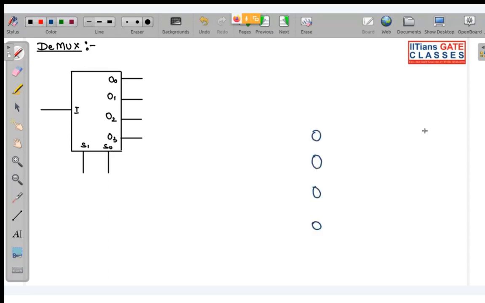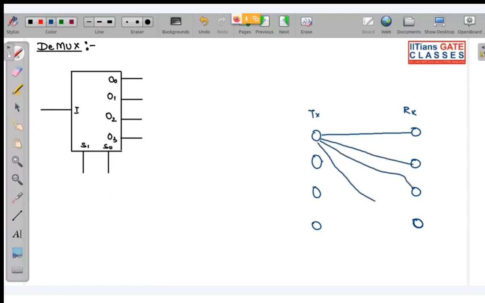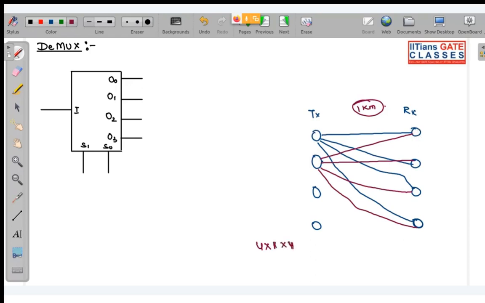Suppose I have 4 stations, 4 transmitters and 4 receivers. Each of these transmitters needs to connect with all the receivers. Similarly, this will also connect to all the 4, and similarly all of them. For each transmitter to receiver connection, let us assume that 1 kilometer of wire is required, just as an example. So in total, how much length of wire will be required? There are 4 transmitters, each using 1 kilometer of wire to connect with each of the 4 receivers. So in total, 16 kilometers of wire will be required.